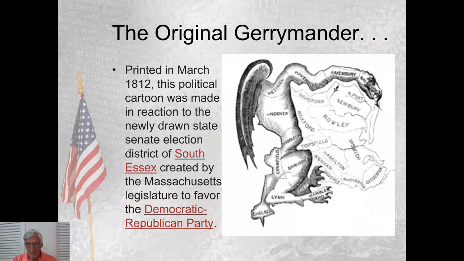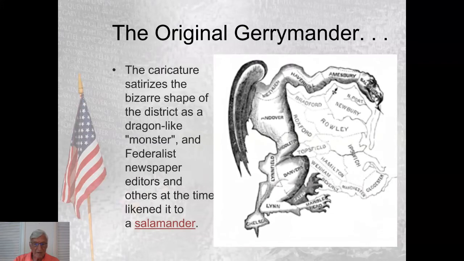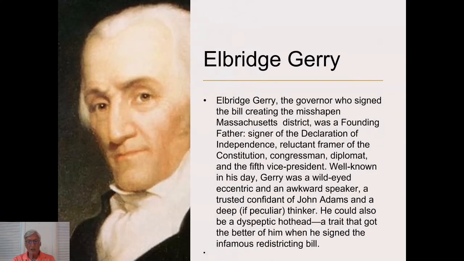And you see that it acquires this odd shape. So it satirized the bizarre shape of a dragon-like monster, and the Federalist newspaper editors and others at the time likened it to a salamander. And because the governor at that time was this man, Elbridge Gerry, it became known as Gerrymander.